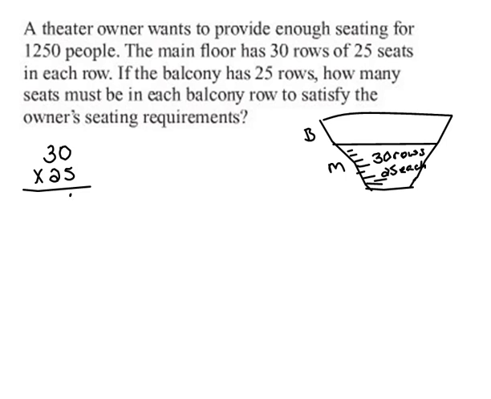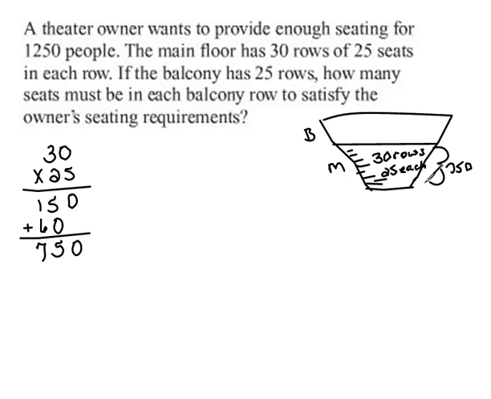So let's see, that would be 0. 5 times 3 would be 15. 2 times 0 is 0. 2 times 3 is 6. When we add those together, we would have 0, 5, 7. So that tells us right here that there are 750 seats in this main floor area.